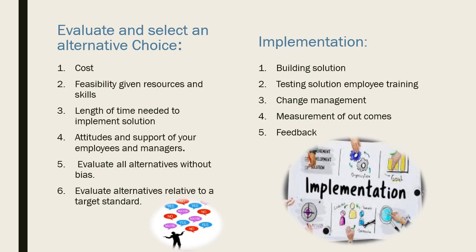Third is evaluate and select an alternative choice. Number 1, cost. Number 2, feasibility given resource and skills. Number 3, length of time needed to implement solution. Number 4, attitude and support of your employees and managers. Number 5, evaluate all alternatives without biases. Number 6, evaluate alternatives relative to a target standard.